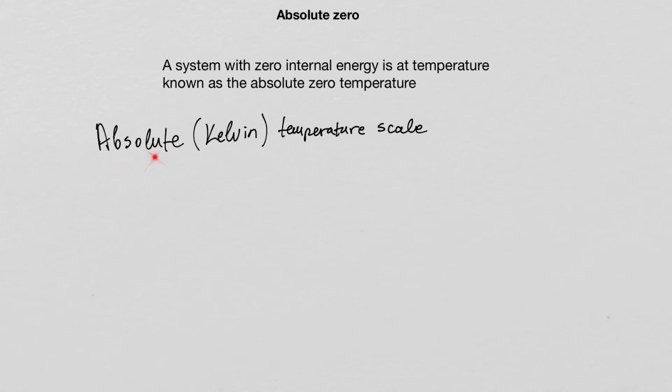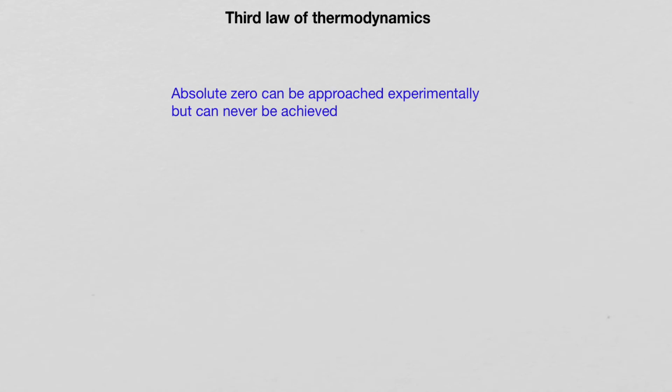The absolute zero temperature is measured on the absolute temperature scale. The absolute temperature scale is also known as the Kelvin scale. On that scale, 0 Kelvin is equal to negative 273 degrees Celsius. And conversion from Celsius to Kelvin happens by adding 273 to the temperature in Celsius degrees. Now we are ready to make a statement of the third law of thermodynamics. The third law of thermodynamics states that absolute zero can be approached experimentally but can never be achieved.